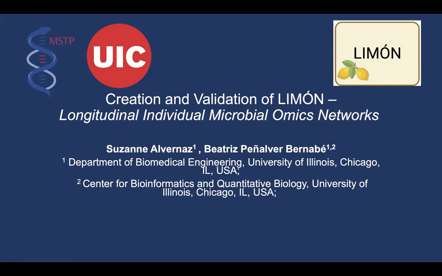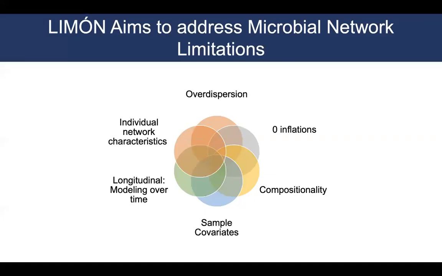I'm very excited to present our work on creating a user-friendly pipeline for longitudinal microbiome network analysis, LIMÓN. Existing methods for identifying temporal alterations in microbial communities are limited. LIMÓN focuses on overcoming these challenges by accounting for overdispersion, zero-inflated count data, compositionality, sample covariates over time, repeated measuring errors, and individual network characteristics.